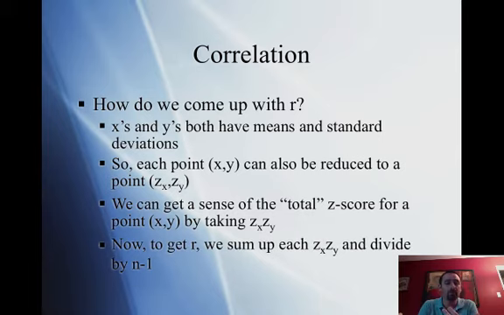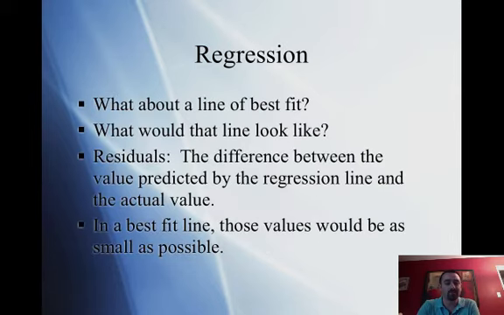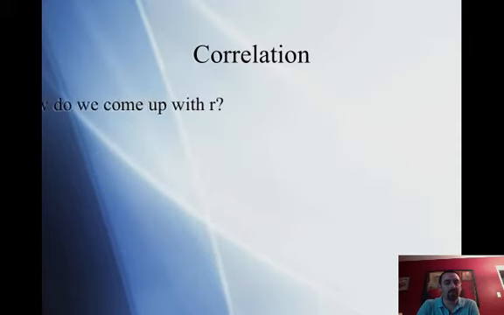Now to get r, all we do is sum up each of those products and divide by n minus 1. And again, that n minus 1 crops up again, just like it did with standard deviation.